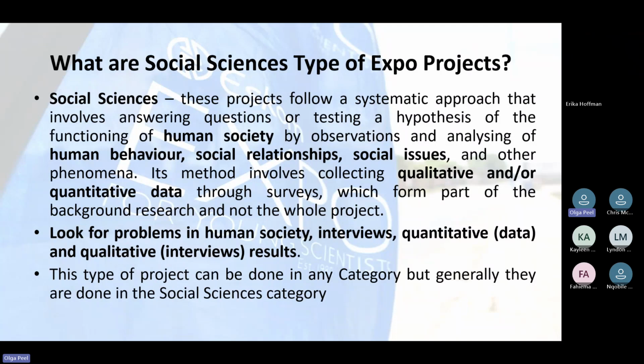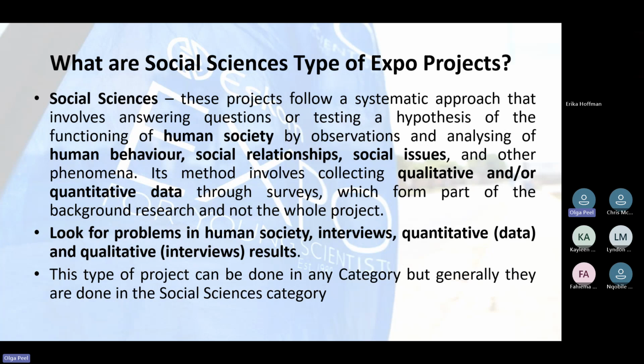We're talking about social sciences type of Expo projects. So this information is taken literally from the Expo guidebooks. So social sciences are not the same as scientific investigation or engineering or maths or computer projects, because they are very much about humans, how humans behave, human society, relationships, and other social issues. Another difference is that the data that's collected could be quantitative, in other words, numerical, or it could be qualitative, in other words, records of interviews and so on.